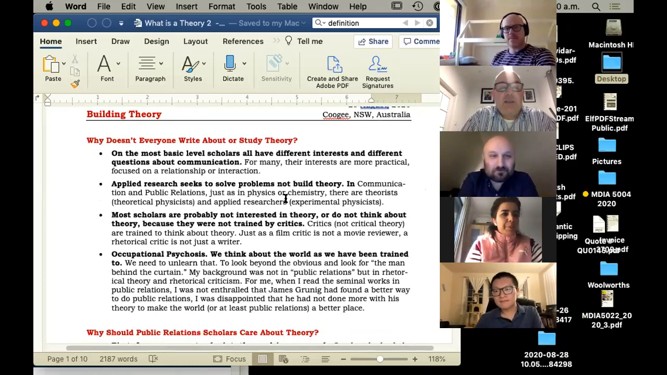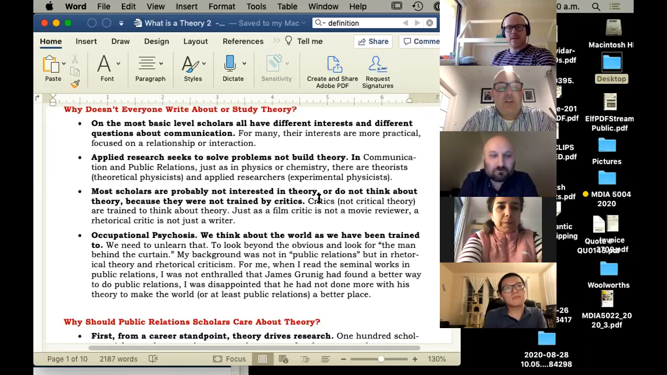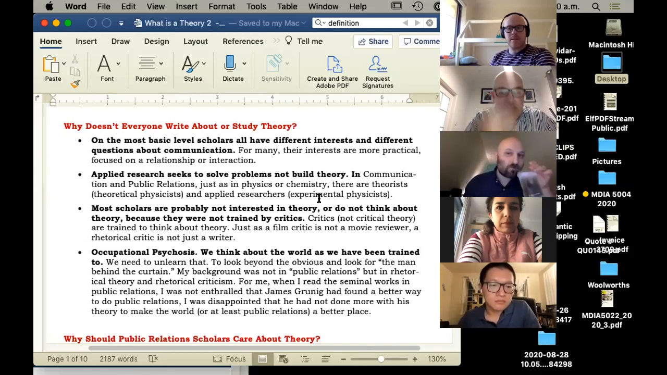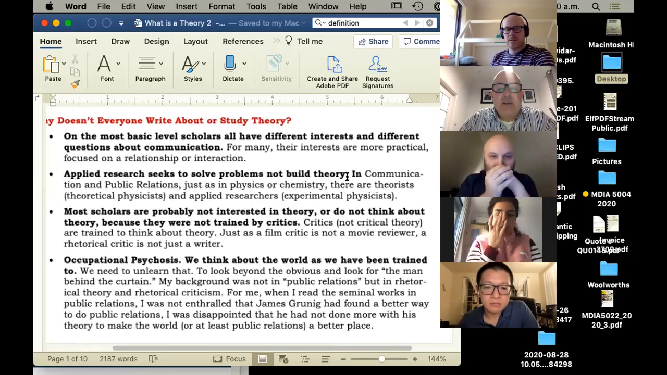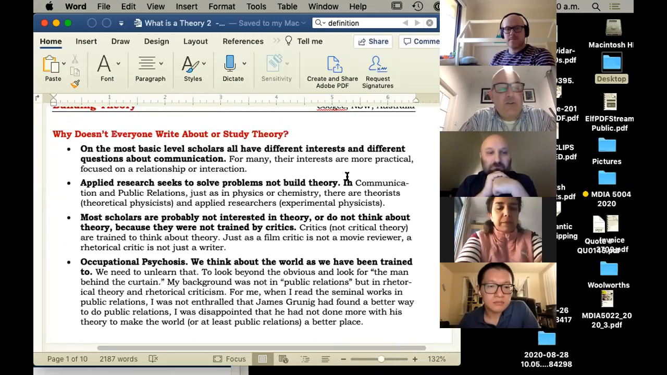So on the most basic level, scholars have different interests and ask different questions. Why doesn't everyone do theory? And this first question is just that we all have different interests. And so there are many people who want to answer specific questions. They might not have a theory interest in terms of what they do, and that's okay. Everyone doesn't have to do theory. But that's one of the first things to consider, it depends what you want to do. What is it you're trying to answer? And then the second question here.